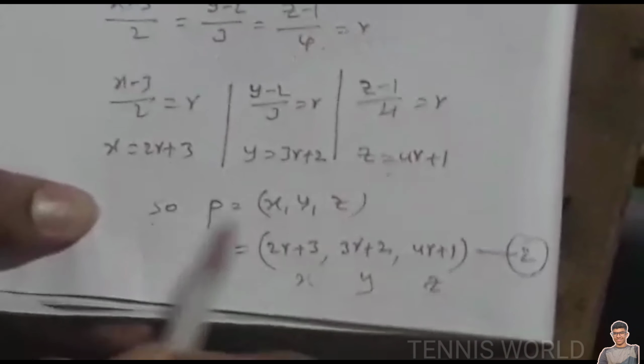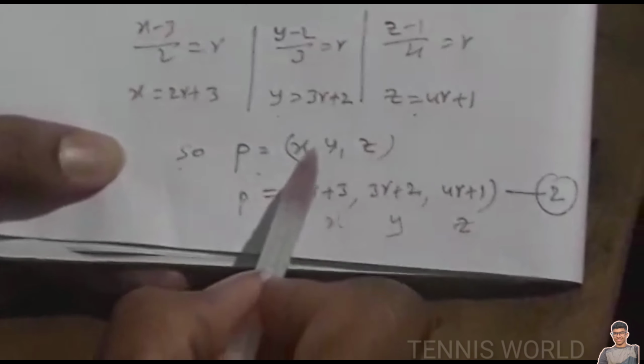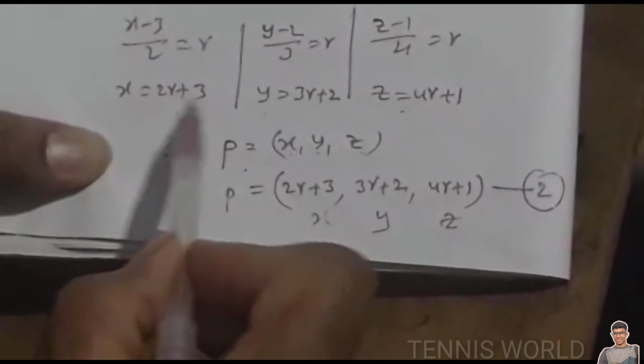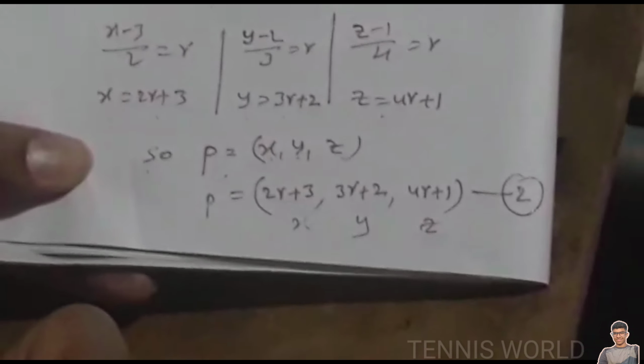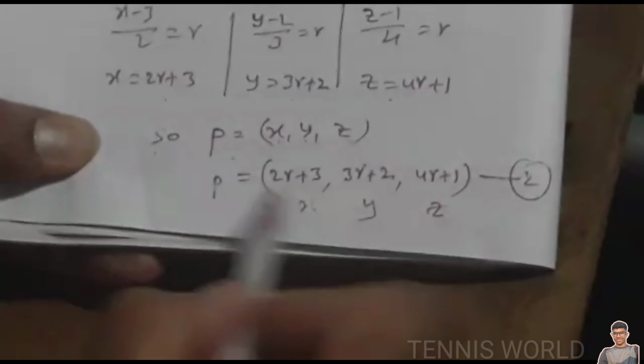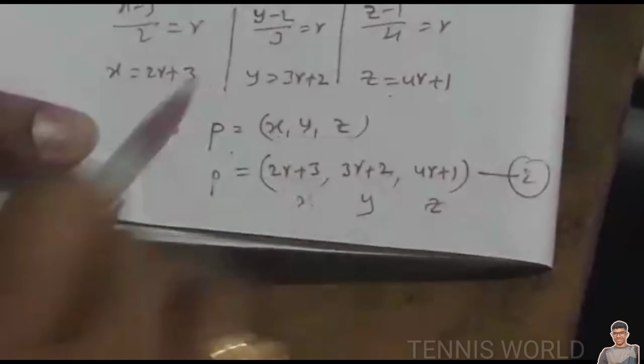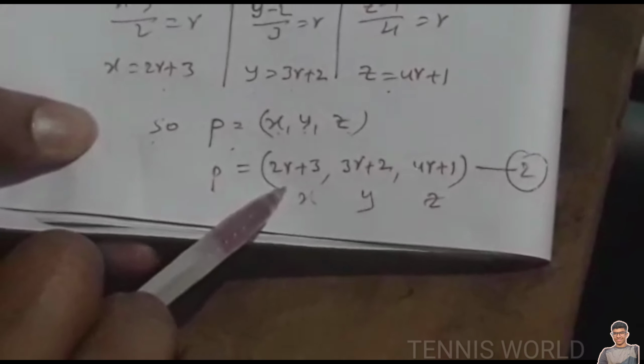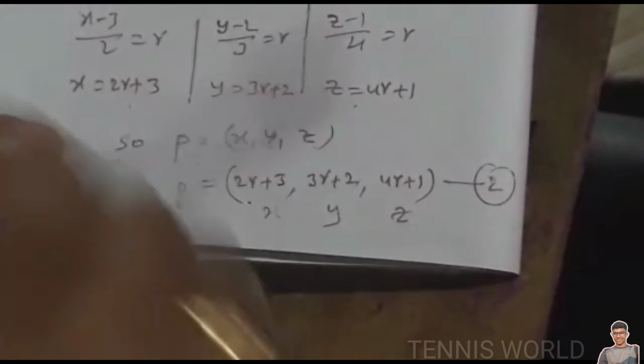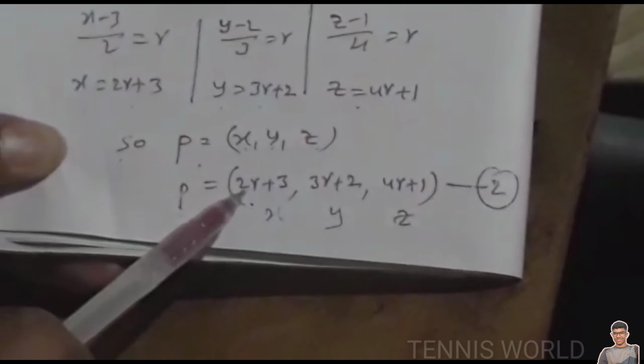Then I write the point P. What is the point P? x, y, z: x value this, y value this, z value this. This is the point P. But in this point P, we still have one unknown value, small r. How to find out this small r? That I am going to explain now.